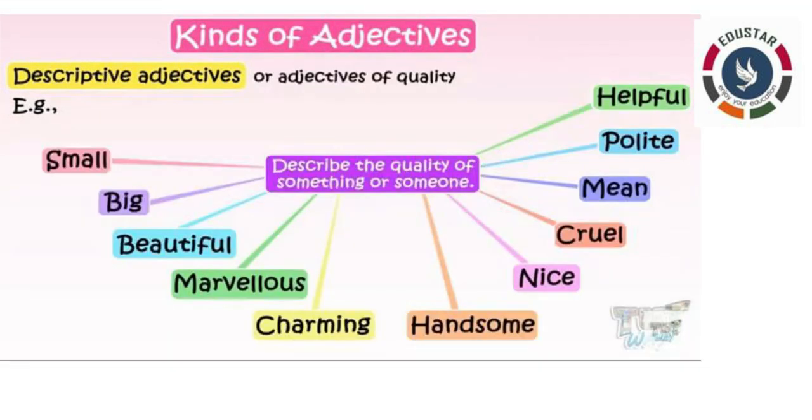Can we see some more examples? The words like small, big, beautiful, marvelous, charming, handsome, nice, cruel, mean, polite, helpful. These words refer to adjectives of quality. I hope you understand adjectives of quality. Can we move on to the second type?